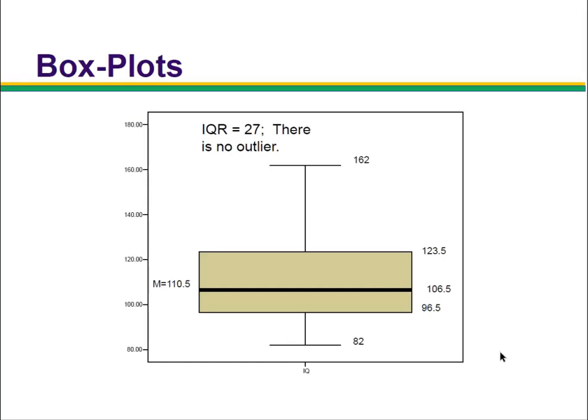And then the lines extending from the box are called whiskers, which can show you the range. Any points beyond the whiskers are identified as outliers. So in a box plot of the IQ data, as you can see here, you see the box going from 96.5 to 123.5 with a median at 109, and whiskers extending to 82 and 162. So this is a compact way to see the entire distribution in one shot, and it's particularly useful when you put them next to each other to compare different groups.